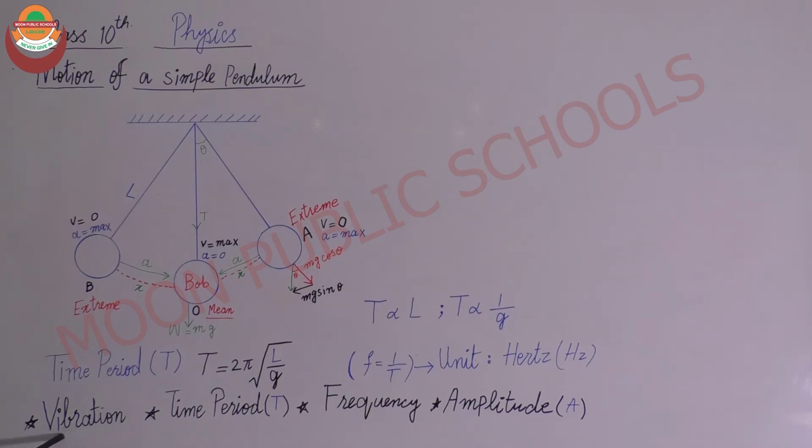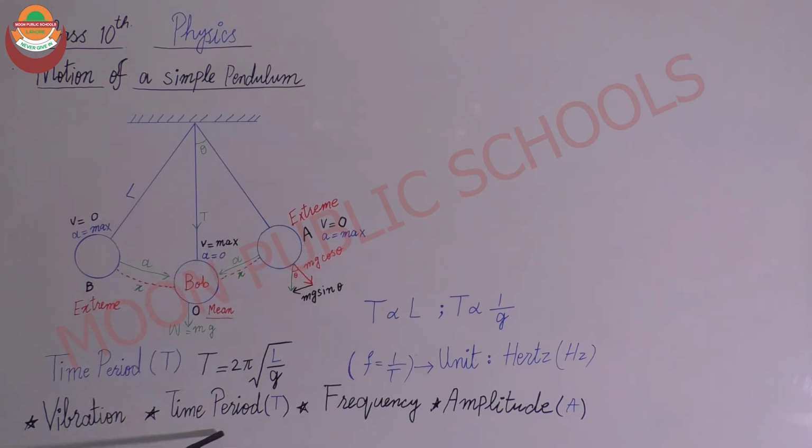First one is the vibration. Vibration means when we leave the bob at point A, the bob starts oscillating about its mean position. At point A, the bob is left. Now the bob reaches point B, then returns to point A. After completing its rotation, the bob reaches the same point A. Then the pendulum completes one vibration. This is called the vibration of the pendulum.